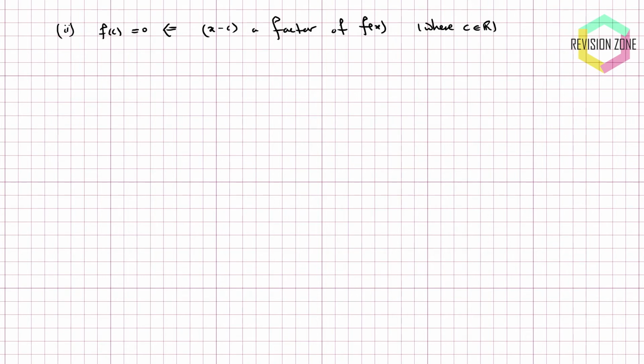I've written down the second part of the theorem, and let's prove this. So now we want to start with the statement on the right, which is: assume that x minus c is a factor of f of x, and we're going to show that f of c equals 0.